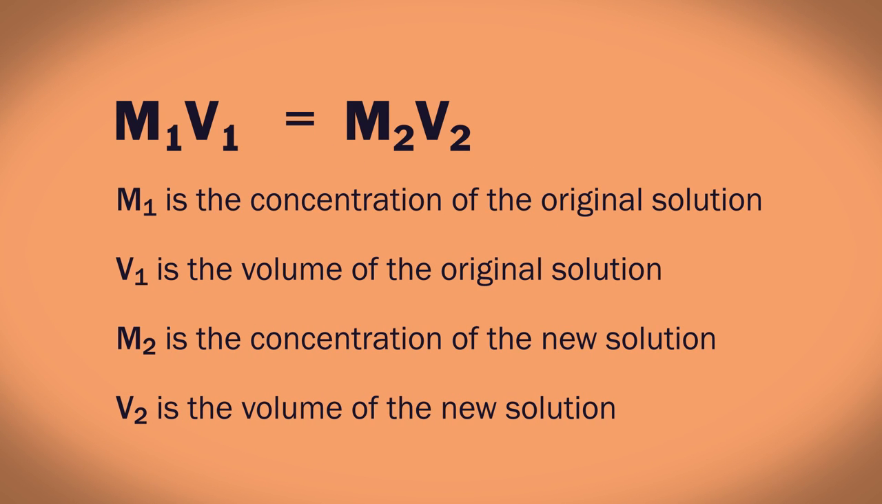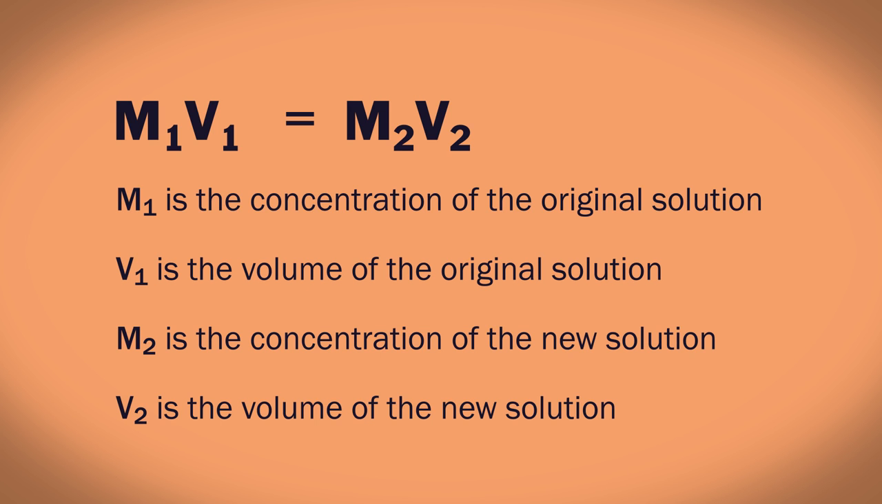I'm just going to pause this video for 5 seconds, long enough for you to save that equation to memory. M1 V1 equals M2 V2. Could it be any simpler?